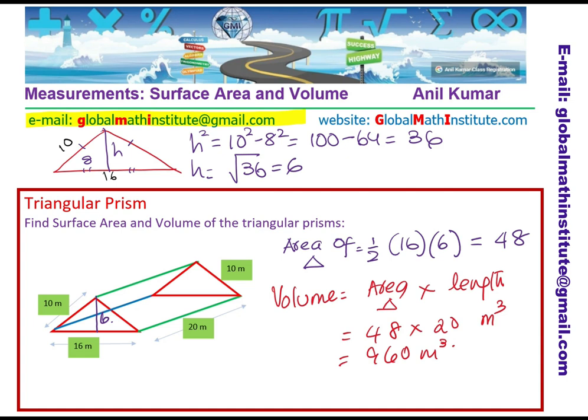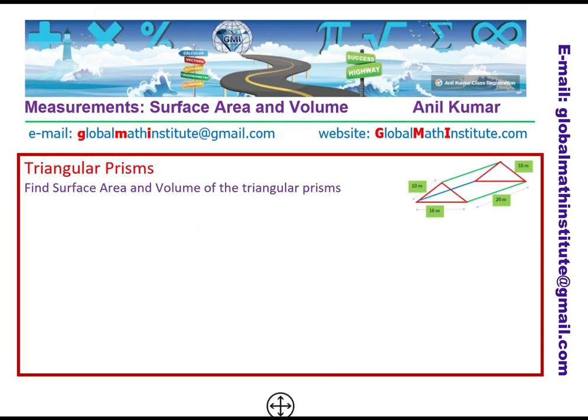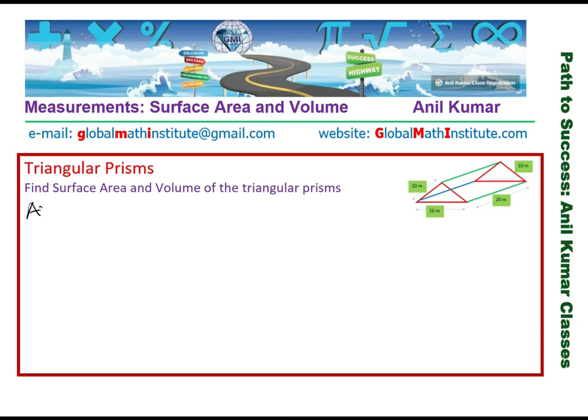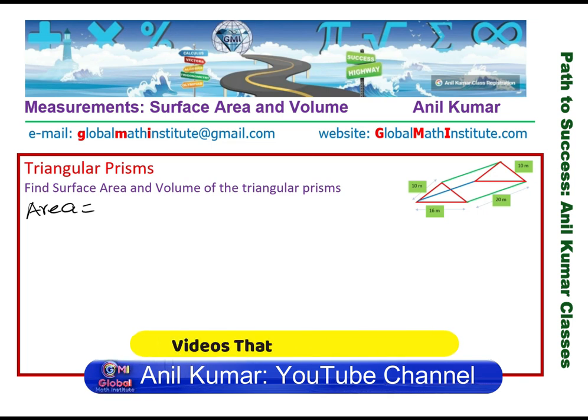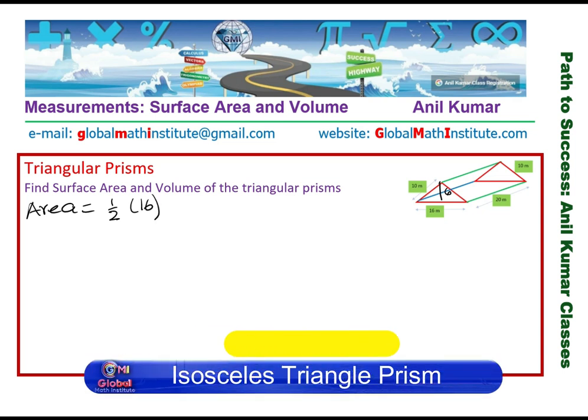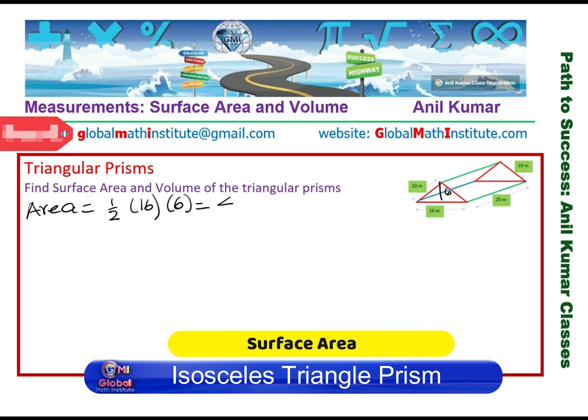Let's move on and find the surface area of this particular triangular prism. So we just calculated the area, correct? So area was how much? Well, we found that the two sides were 16 and 10, the height being 6. So we found that the area was half base of 16 and height of 6, which is 8 times 6, 48 meters squared. Now here you will notice that two rectangles are of the same size, right?